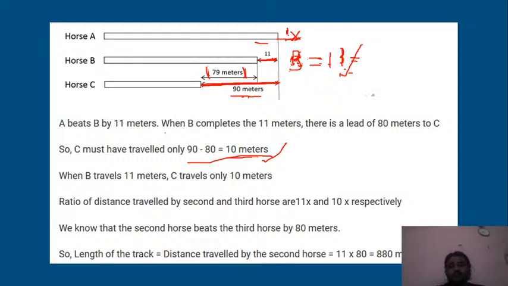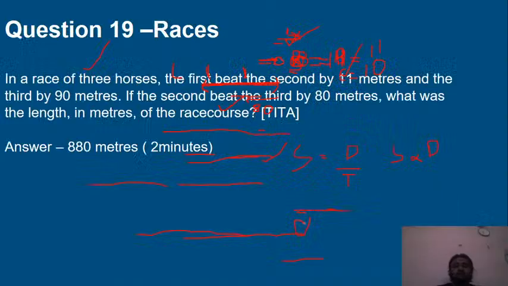And why 10x and 11x? Because speed is equal to distance by time, so speed is directly proportional to distance. So the distances traveled by the horses are in the ratio of 11x and 10x, and we know that the second horse beats the third horse by 80 meters. So it becomes 11 into 80, and that is 880 meters.